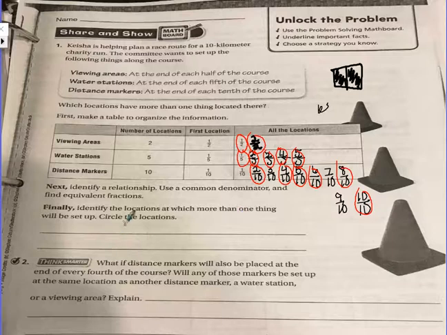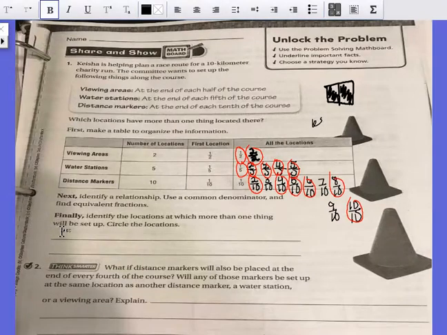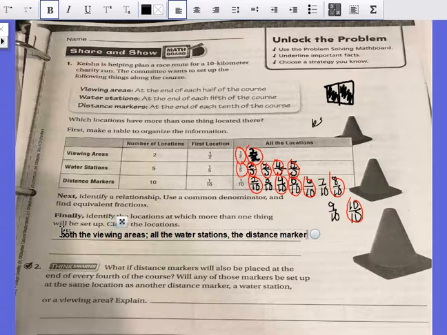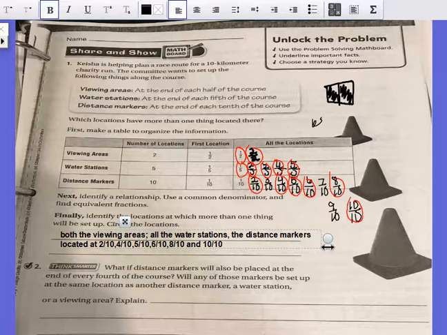Circle the location. Both the viewing areas, all the water stations, and the distance markers located at 2/10, 4 out of 10, 5 out of 10, 6 out of 10, 8 out of 10, and 10 out of 10. All right, that's the one that I'm going to answer.